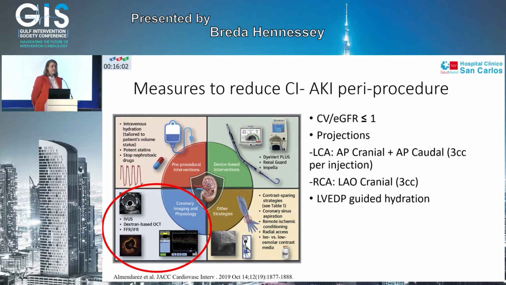So for the left coronary system, that's your epicranial and your epicaudal. And for your right coronary artery, it's an LAO cranial. And in most cases, you get all the information that's necessary. And if you have a doubt, then that is where you use your invasive physiology or your IVUS catheters to further assess.